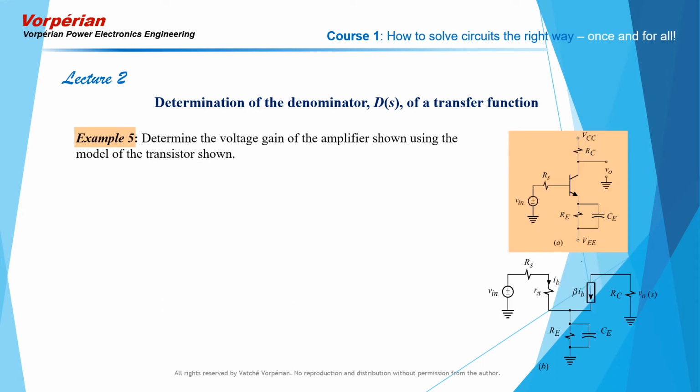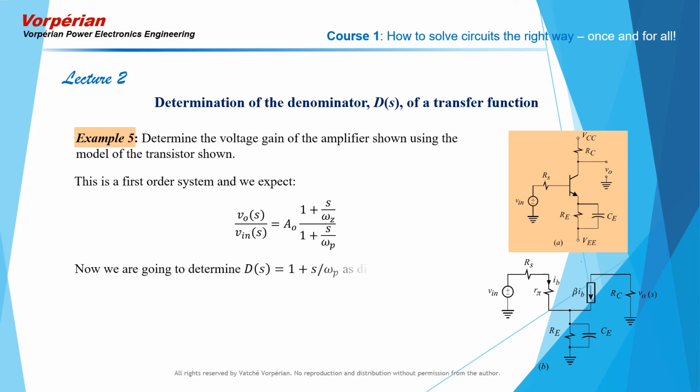The last example in this video that I would like to consider is that of the common emitter amplifier with an emitter bypass capacitor. We will determine its voltage transfer function V out over V in of s using the equivalent circuit model of the transistor shown here. This is a first order system, so we expect the voltage gain to be of the form A0 times 1 plus s over omega z divided by 1 plus s over omega p.